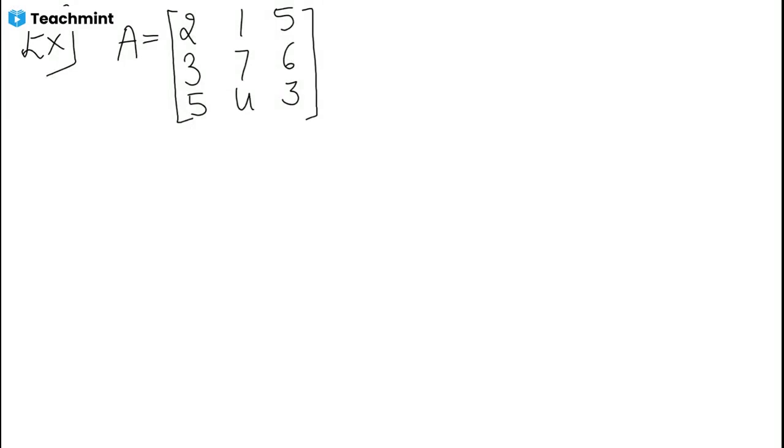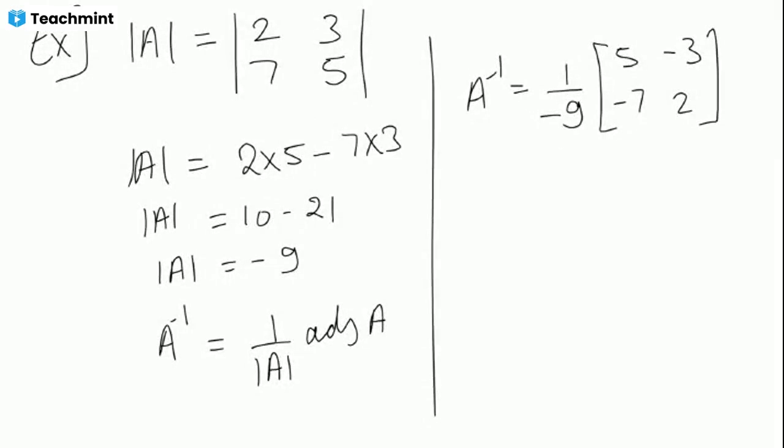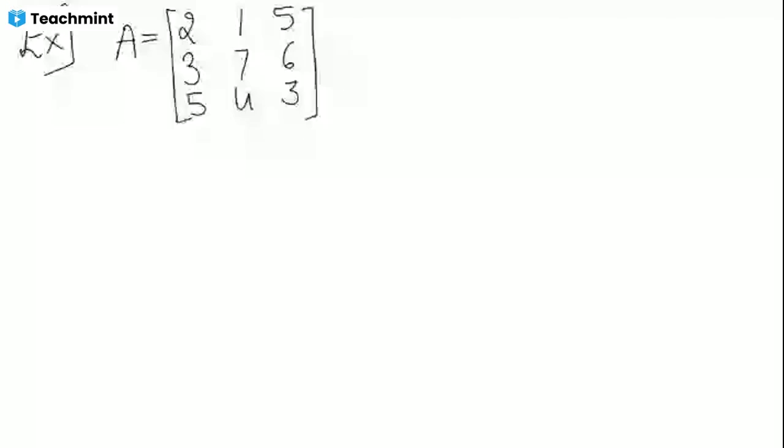So first of all, to find A inverse, we need to check the determinant because a determinant shouldn't be 0. Because if we have determinant 0, obviously we'll get an undefined value. So let us check if its determinant exists. Let us find first of all the determinant of A.